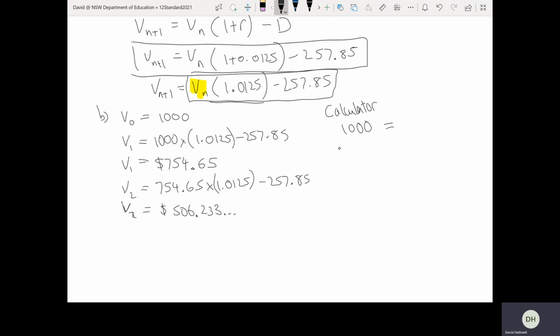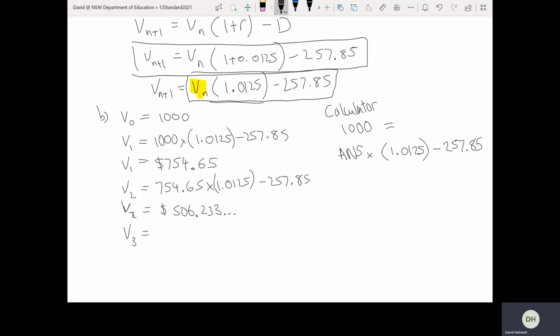So if you're doing it on your calculator, you'd go answer times bracket 1.0125. By the way, the brackets aren't necessary, but you can put them in there if you'd like, minus 257.85. And then if you've done 1,000 equals, and then after that done answer times this minus this, every time you press equals, you'll get the next V value, okay? All right, I'm just showing the full working out because that's what we need to show in the exam.